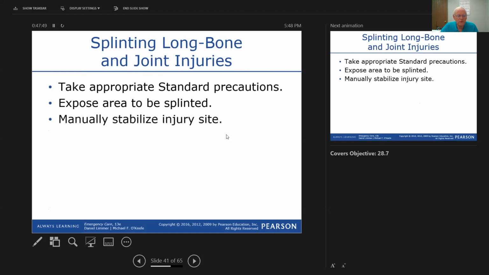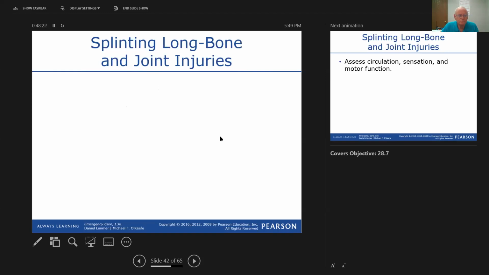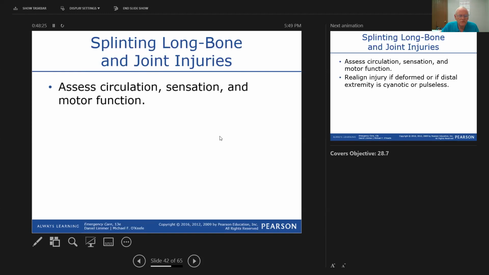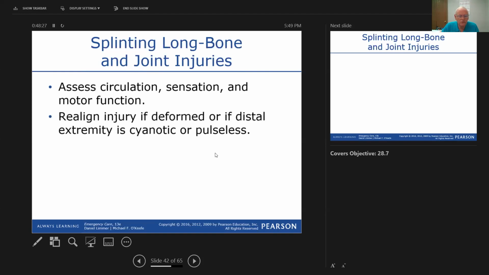Standard precautions: expose the area, manually stabilize. So you or your partner, somebody's got to say, okay, let's hold this still now. The nice thing is humans are self-splinting animals. We're not like a deer with a broken leg that still runs with that leg flopping around. We go, no, it hurts, I'm self-splinting right now. But when we go up to see them, we need to manually stabilize it while we assess and do our PMS checks, and up until we have a splint applied, unless we have life threats, of course. So, assessing distal functions, realign it again.